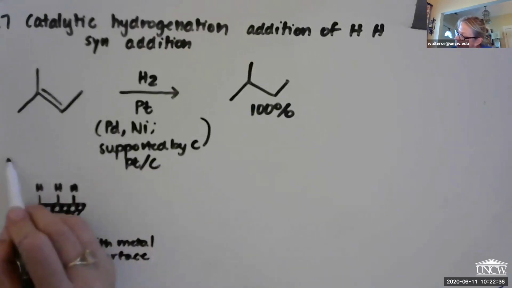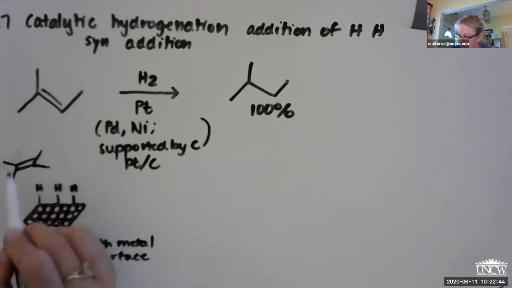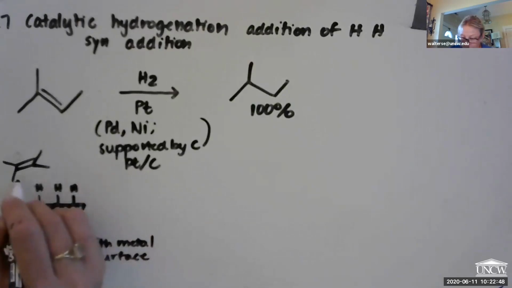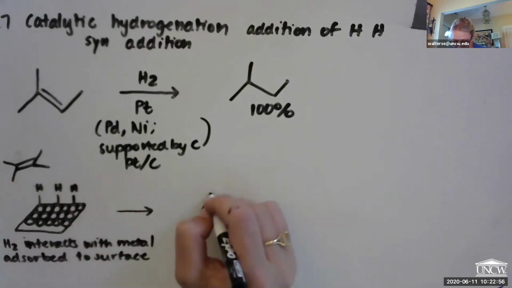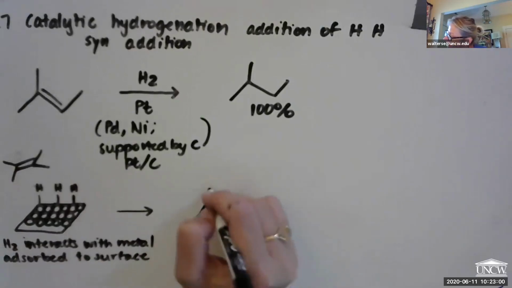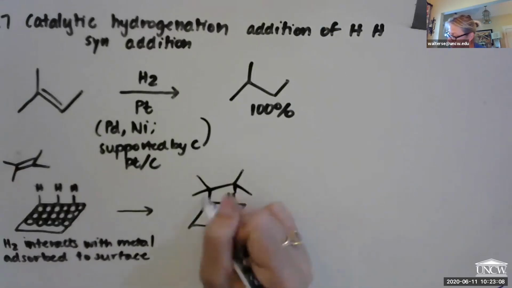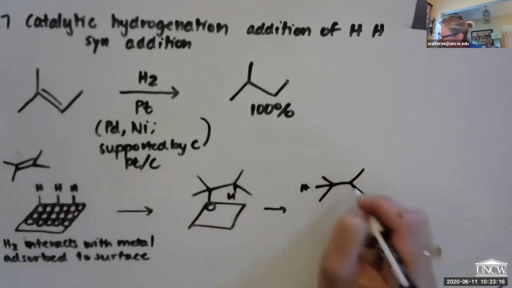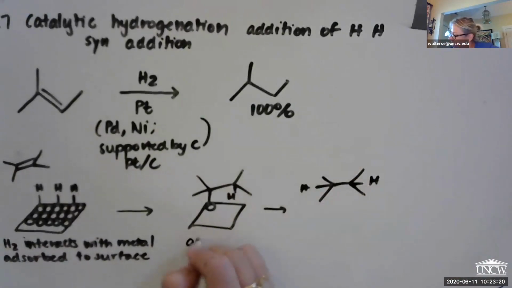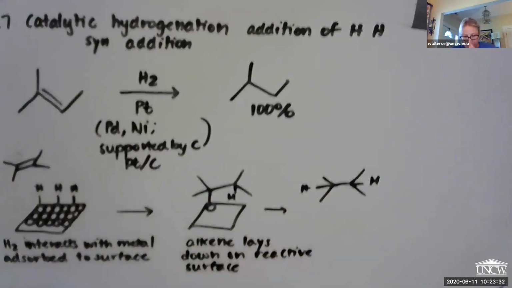Okay. So then your alkene is going to float down, and one of the hydrogens attaches first, and then the other end is like hanging on for dear life, and then that breaks away and you have your product. So the alkene sort of lays down on the reactive surface, and the hydrogens are transferred one at a time.